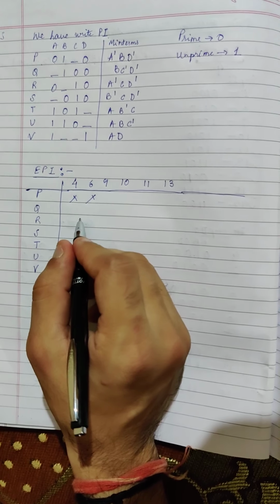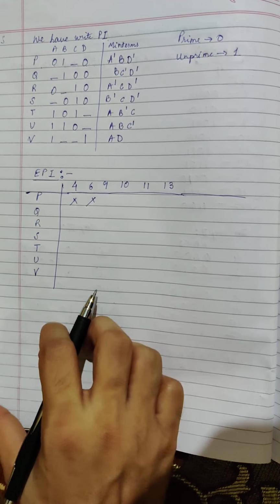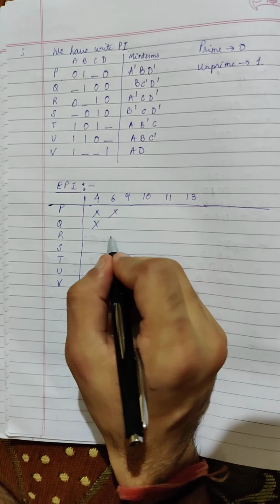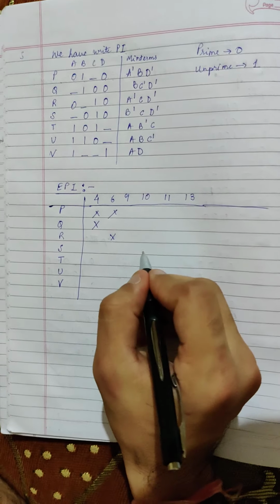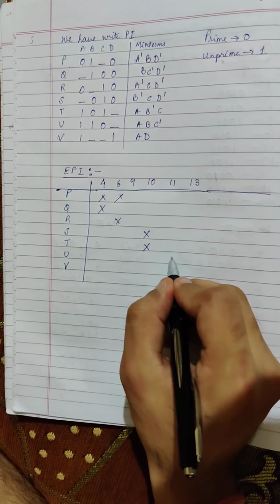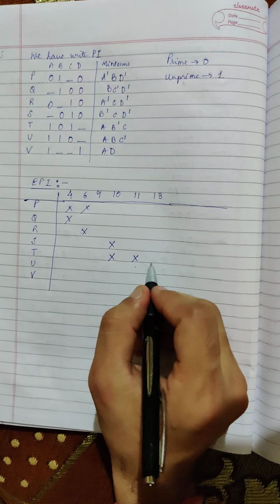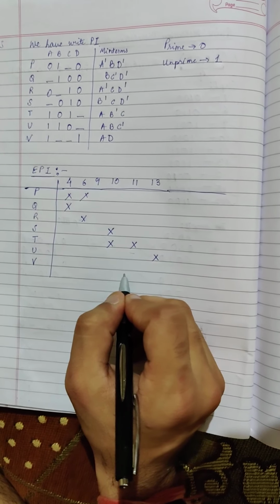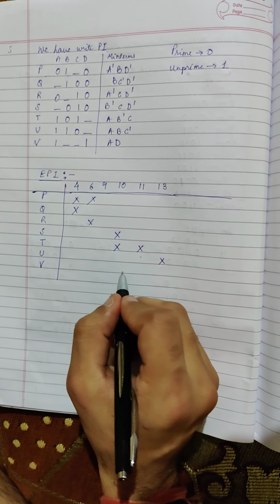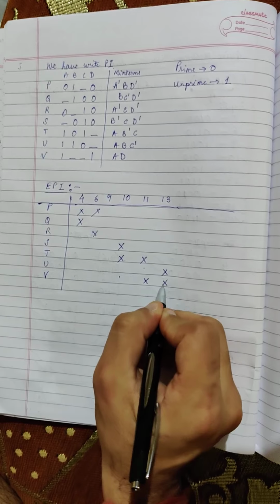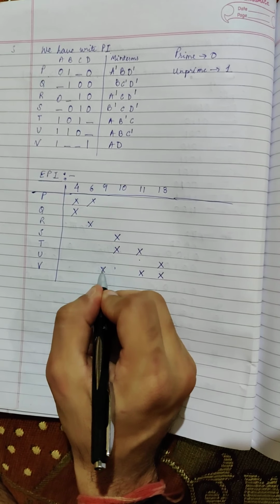Then Q is made. Q is made with 4 and 12. So we will cross mark at 4. 12 is a don't care term and is not included, and similarly we will make a cross mark. So R is made with 6. So S we have to cross mark at 10. Then T, 10 and 11. Then U, 13. Then V, 11 and 13 and 9.